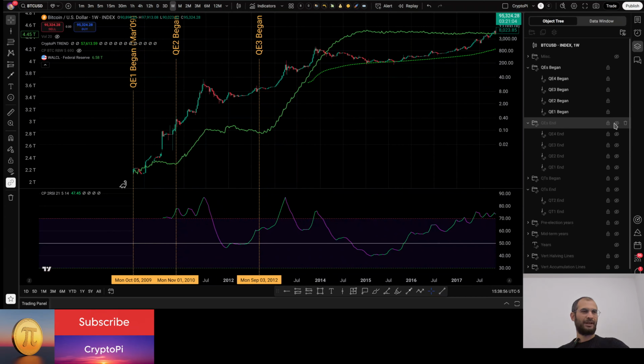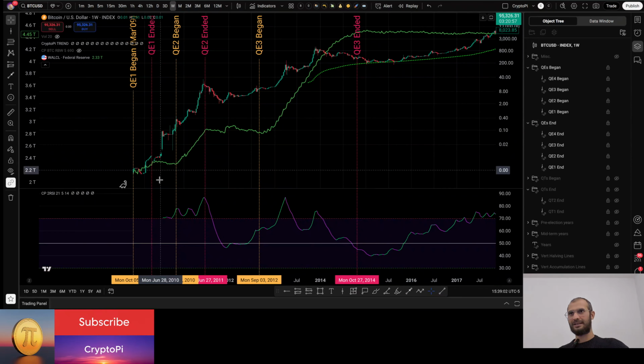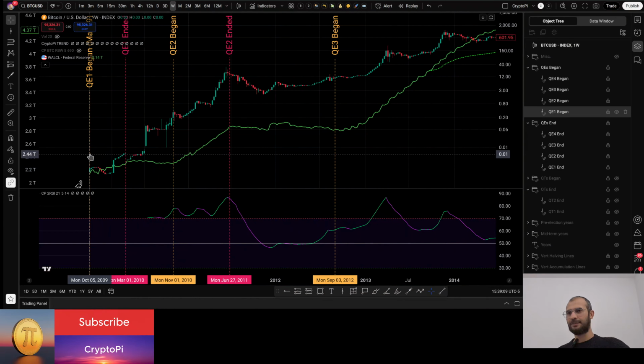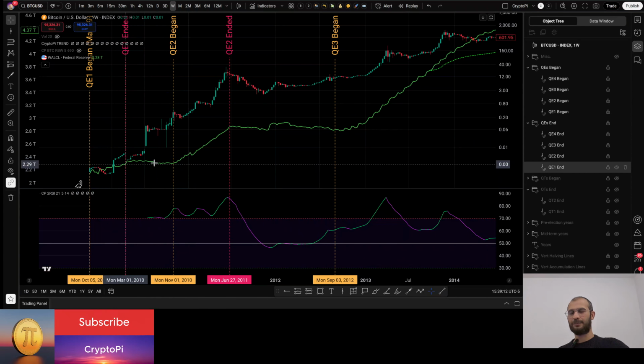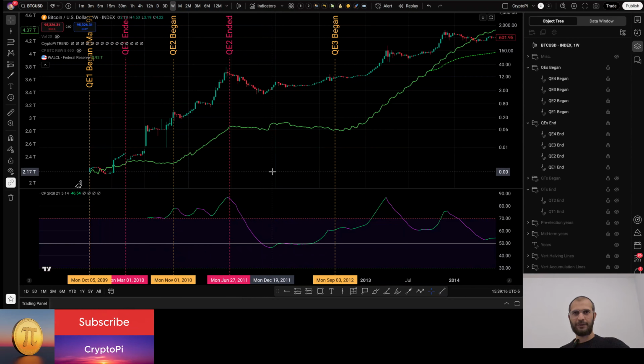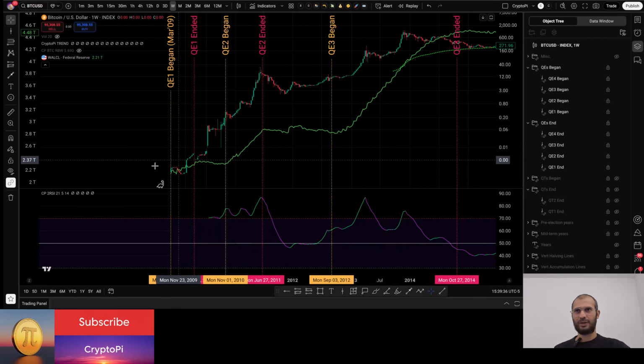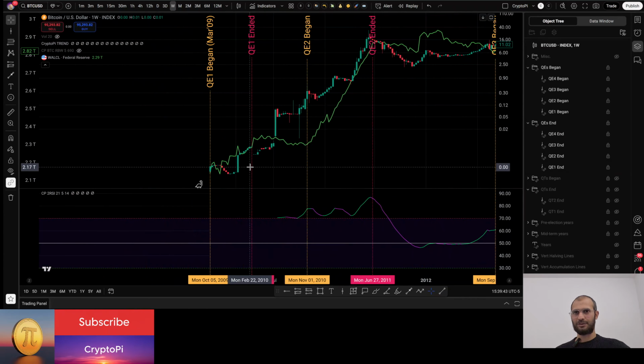If I switch on quantitative easing when it ended, you can see that the first quantitative easing lasted pretty short, from March 2009 till March 2010, so just 1 year. Probably the on and off of quantitative easing was because the market was still recovering from the recession of 2008, and the Fed most likely was taking very careful steps to not make any mistakes and cause another recession.